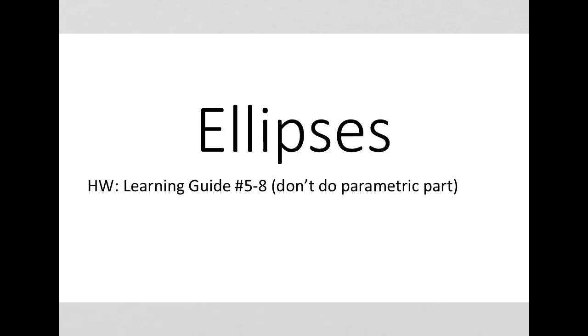Homework tonight, after we talk about ellipses in class, do learning guide problems number 5 through 8, but don't do the parametric part, which, I don't know, read it. It says write the equation in parametric mode. You don't know how to do that, so don't do that.